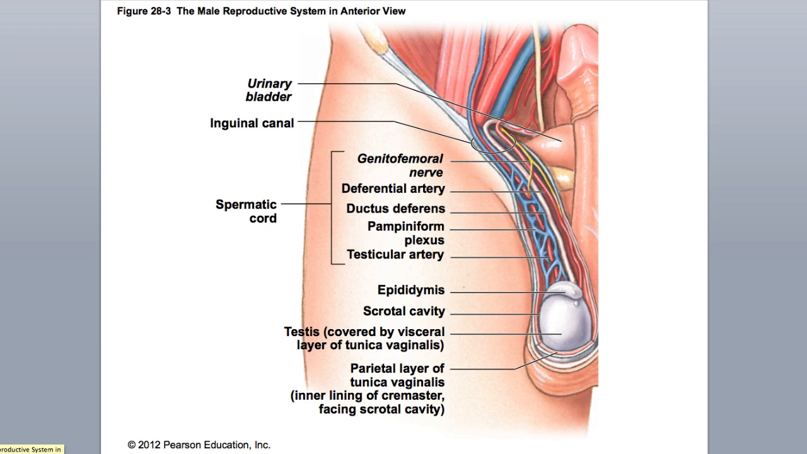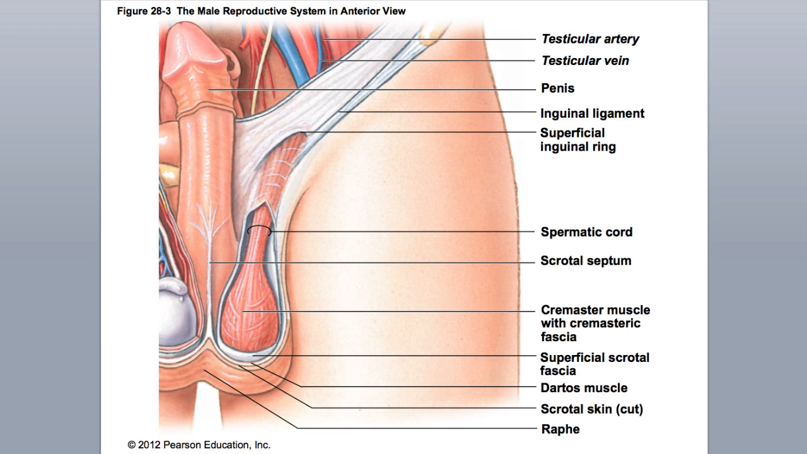So this picture again is an important one to keep in mind for test purposes. Here's the other side of it labeled for you. You now actually see the ligaments. So you see that inguinal ligament, and you actually see the area where they call that weakness in the wall. So that superficial inguinal ring is often the weak spot.